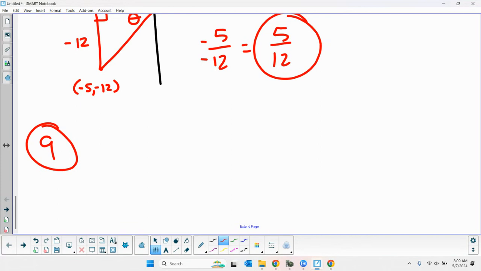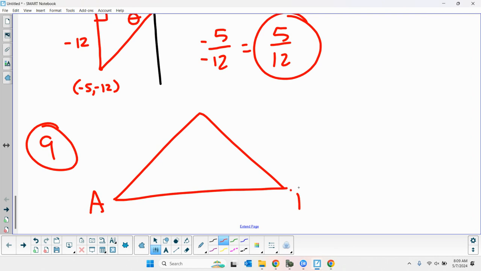Number 9, I gave you a picture of a triangle. This was A, B, C. I told you angle A was 51, and angle B was 70, and side A was 6.1. Remember that sides are opposite the angles, so side A is the one across from the 51. It says use the law of sines to solve the triangle for the value of B. So we're looking here.